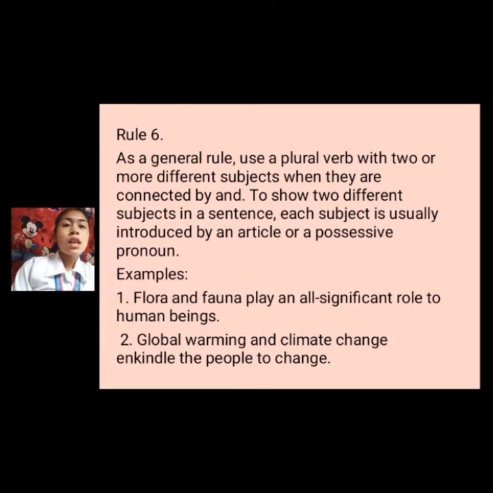Rule number 6. As a general rule, use a plural verb with two or more different subjects when they are connected by "and". To show two different subjects in a sentence, each subject is usually introduced by an article or possessive pronoun. Examples: flora and fauna play an all-significant role to human beings. Example number 2: global warming and climate change enkindled the people to change.